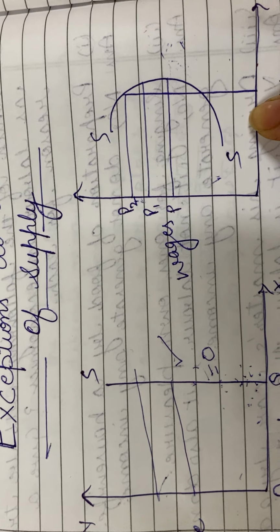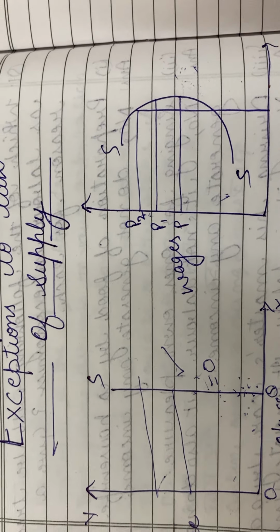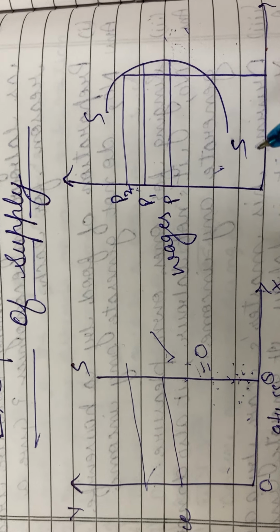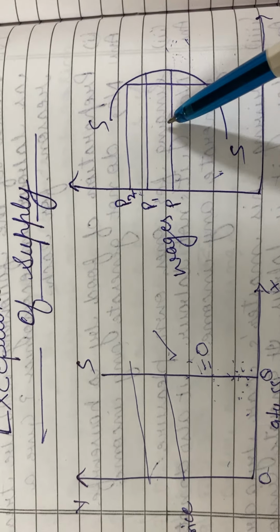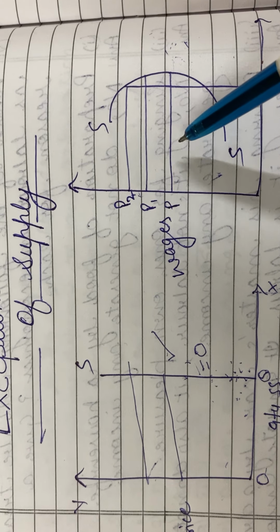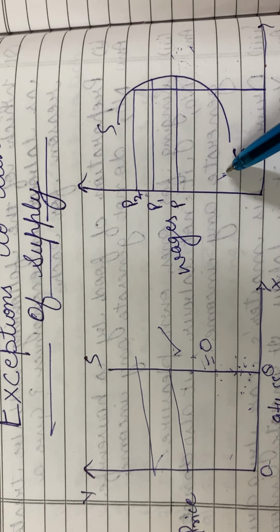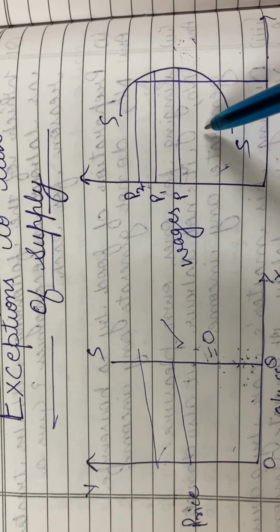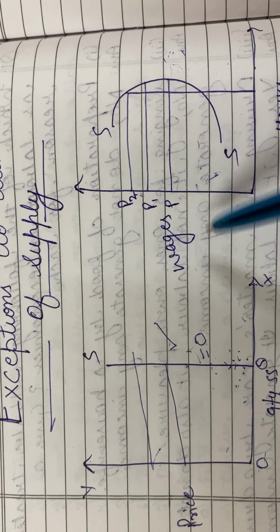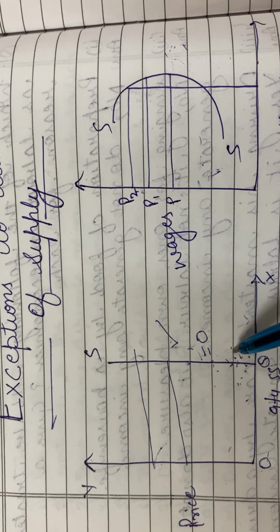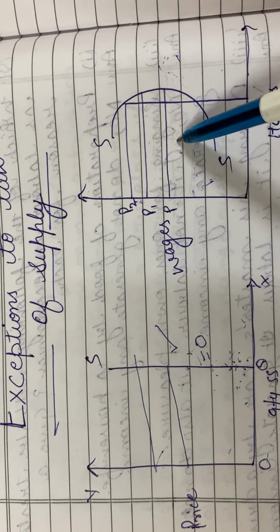I repeat, this is a distinctive feature of labor. The supply curve of labor is always backward bending because after a certain hike in the wage rate, the laborer prefers leisure to work, and leisure to work becomes the keyword of this. So these are the exceptions to the law of supply, when the law of supply doesn't hold good. One is the vertical supply curve and the second is the backward bending supply curve.